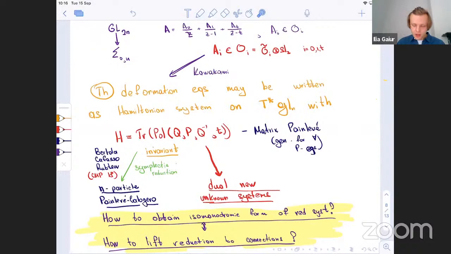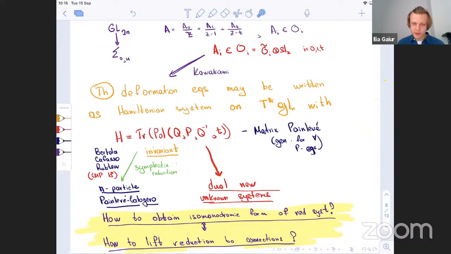Due to Kawakami, in this situation, deformation equations may be written as Hamiltonian systems on T*GL_N, with Hamiltonians which can be written as traces of some polynomials in Q, P, Q^{-1}, and T. These systems are called matrix Painlevé equations. They can be generalized for all Painlevé-type equations, so not only for P6, but also for P5, P4, and so on. And as you can see, these Hamiltonians are invariants of the adjoint action of a group.